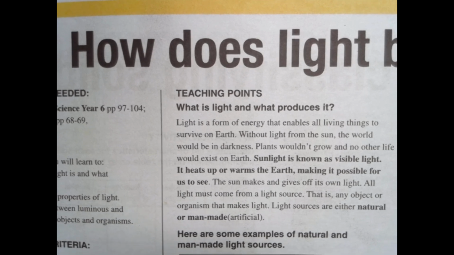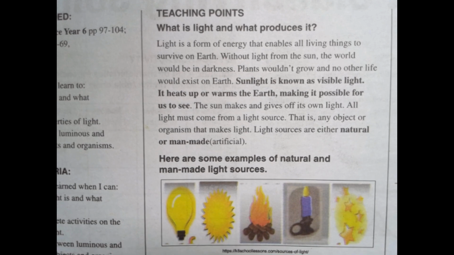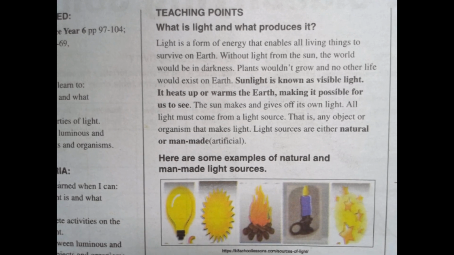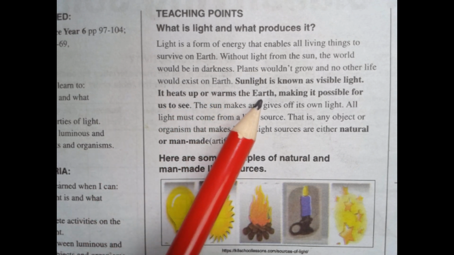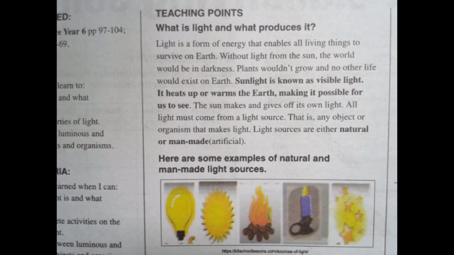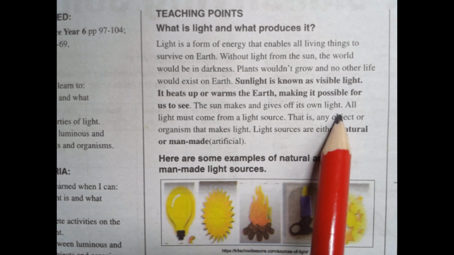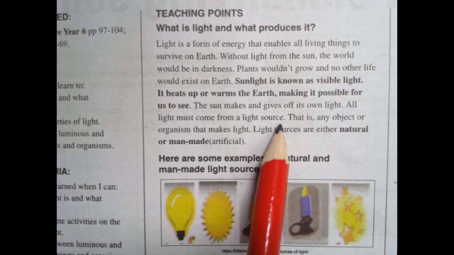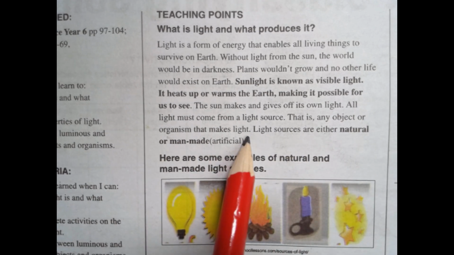Sunlight is known as visible light. And as you go on, you will learn that there are other types of light that we are not able to see with the naked eye. Okay. It heats up or warms the earth, making it possible for us to see. So, sunlight provides the illumination by which things are seen and also provides heat. The sun makes and gives off its own light. All light must come from a light source. That is, any object or organism that makes light.